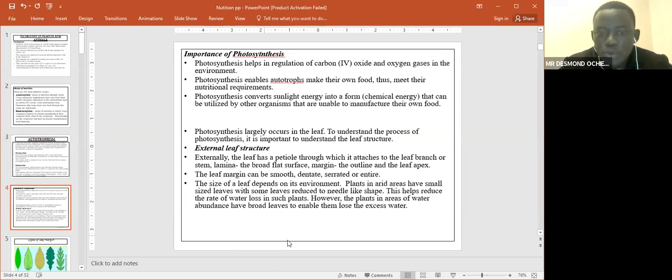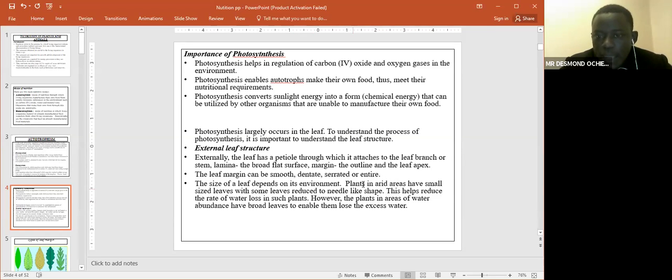The leaf margin can be smooth or whole, or it can be dented. It can be serrated, or it can be entire. In the next slide, I'll show you the diagrams of these various types of leaf margins. We have the smooth leaf margin, the dented leaf margin, the serrated leaf margin, or the entire leaf margin. The size of a leaf depends on its environment. Leaf sizes usually vary from one environment to another.